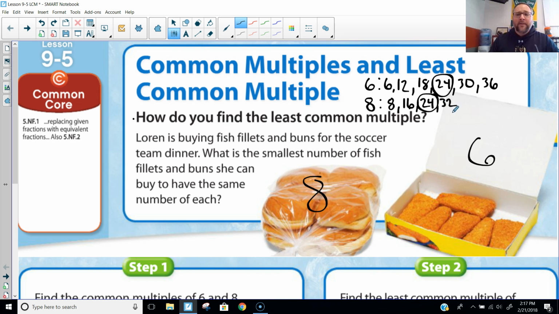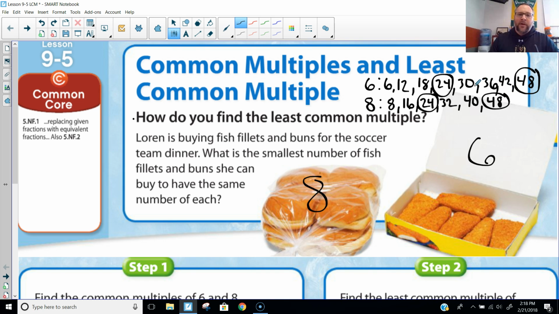Now I could keep going and I could find more. Right? 6 times 6 is 36. 6 times 7 is 42. 6 times 8 is 48. Alright, and then if I came down here, I have 8 times 4 is 32. 8 times 5 is 40. 8 times 6 is 48. So here's another common multiple. It is a multiple that is common. It's in both 6 and 8.